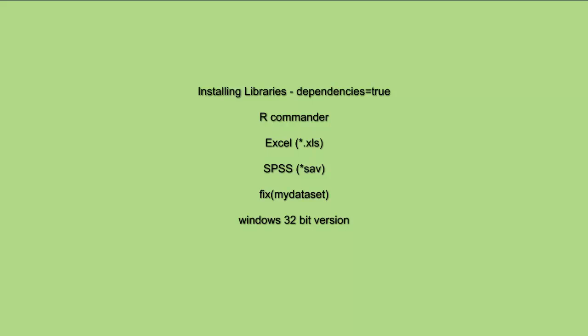And finally, you need to notice that although I have a 64-bit Windows system, I actually used the 32-bit version of R to allow me to import the Excel sheet. If you try and do it with the Windows 64-bit version, you get an error message.